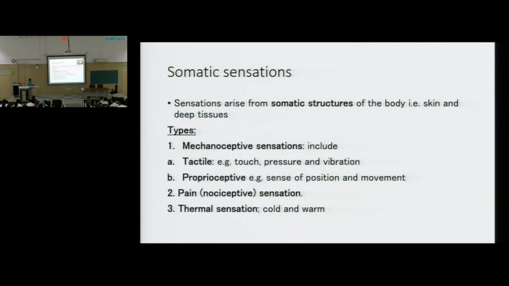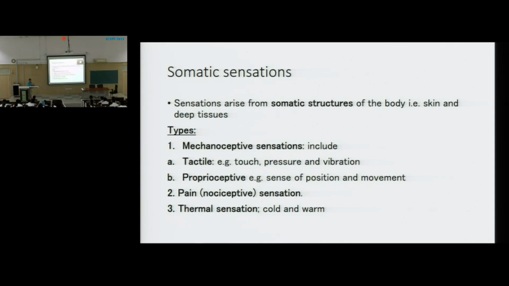What are the somatic sensations? These are the sensations which arise from the somatic structures of the body, that is skin and the deep tissue. The types may be mechanoreceptive sensations, which include most commonly the tactile and the proprioceptive. Tactile: touch, pressure and vibration. Proprioceptive: sense of position and movement, which are sensations coming from muscle spindle or from around joints. Pain sensations are known as nociceptive sensations, and pain receptors are known as nociceptors.